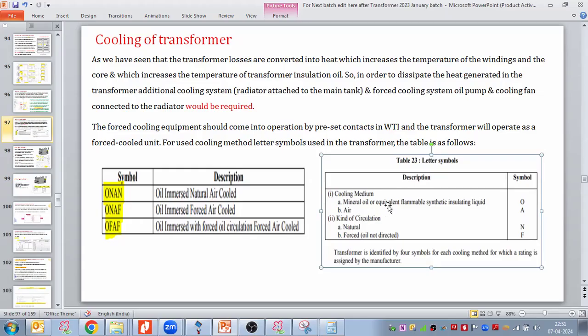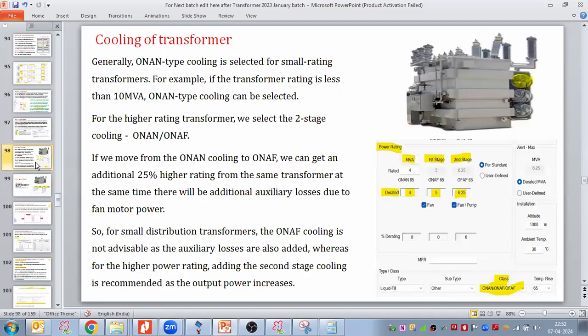As per the standards, we follow the symbol for the cooling medium. If it is mineral oil or an equivalent flammable synthetic insulating liquid, we use O. If the cooling medium is air, we use A. So O stands for oil and A stands for air. For the kind of circulation, if the circulation is natural, we use the symbol N, and if we are forcing it, we use the symbol F. These symbols are also indicated in the SLD. Let us see which kind of cooling we should select.